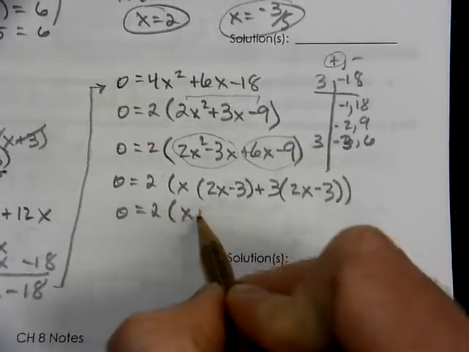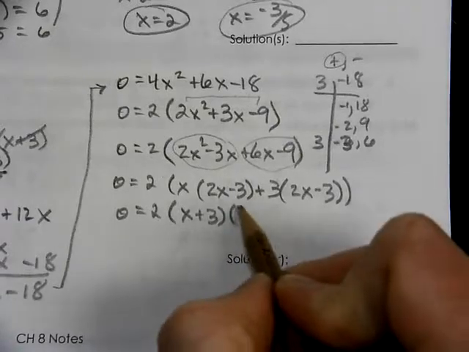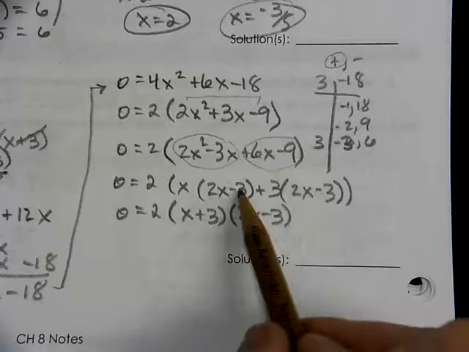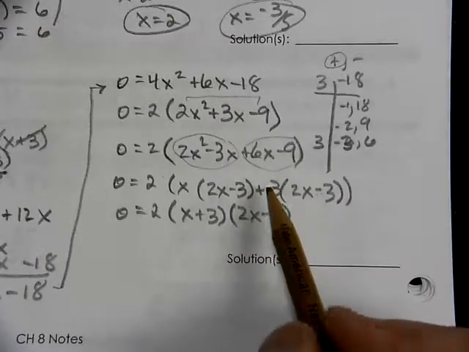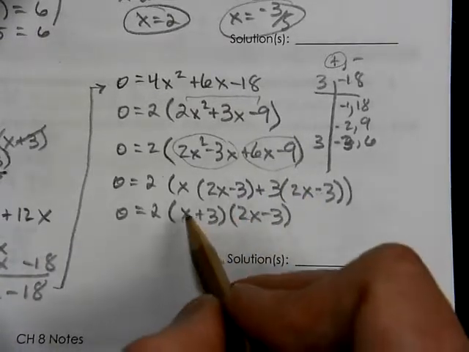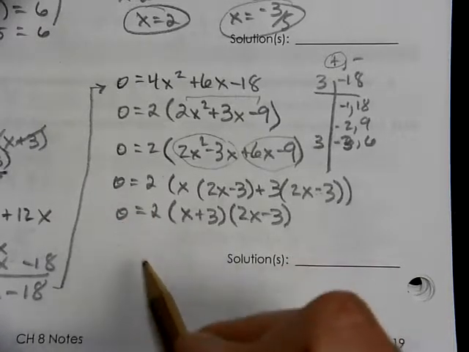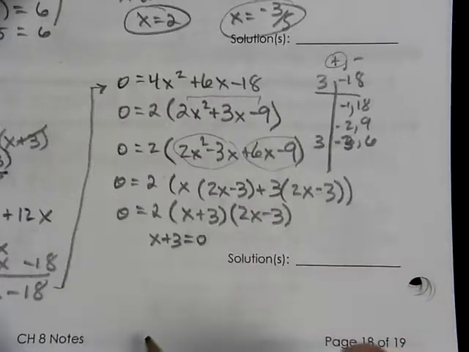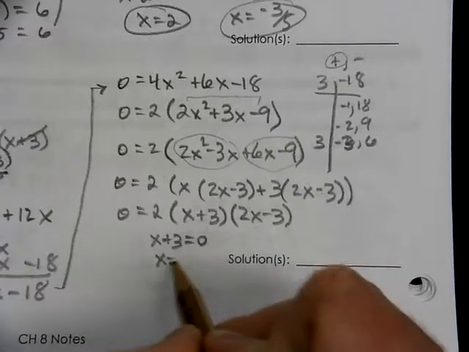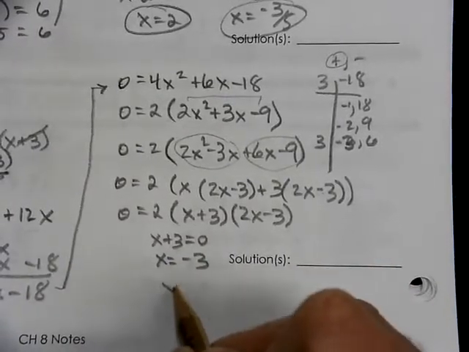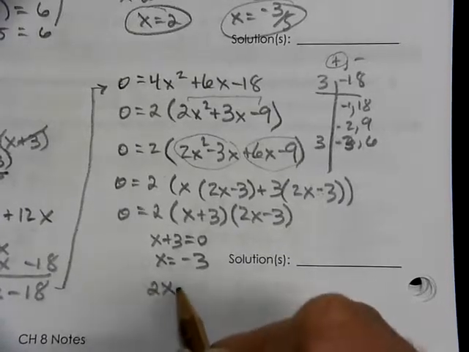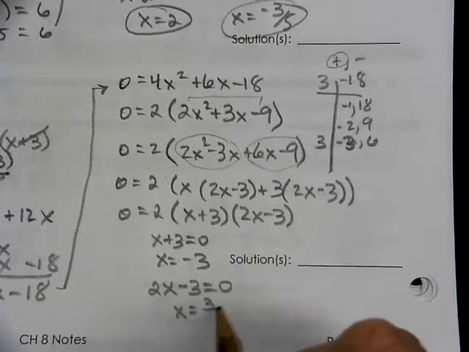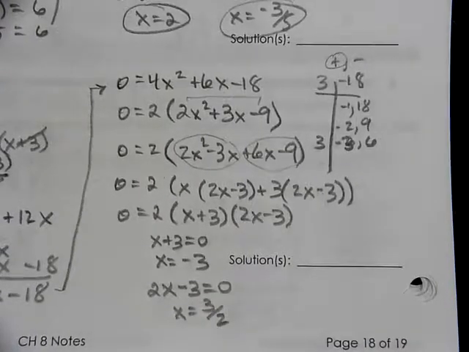So I have x plus 3, and I have 2x minus 3. What's inside the parentheses has to be exactly the same if factor by grouping is going to work. The 2 can't equal 0, so I'm going to use the zero product property to set x plus 3 to 0, which gives me negative 3, and 2x minus 3 equal to 0, which gives me positive 3 over 2.